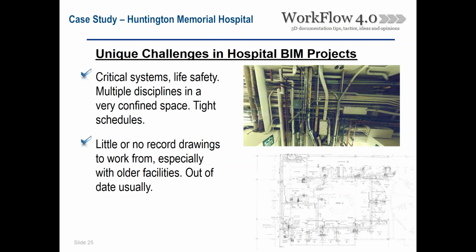So Melinda hit it pretty well on the unique challenges for hospital projects. Kevin, too, there's very critical systems for life safety. There's multiple disciplines in a very confined space, especially the utility tunnels that we were looking at particularly. This is just a shot of one of the intersections of the tunnels, and you can see there's clearly a lot going on. And even looking at a drawing, you couldn't pull much from that. So that's where the laser scanning technology is really advancing, designs and redesigns.